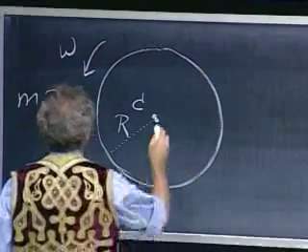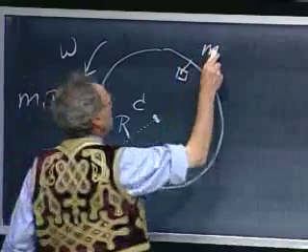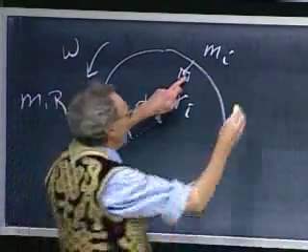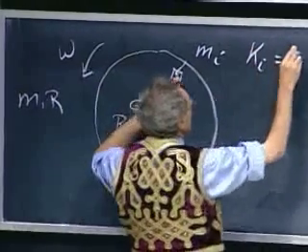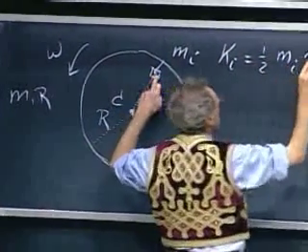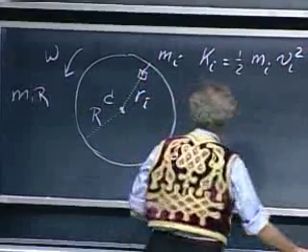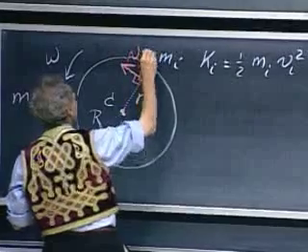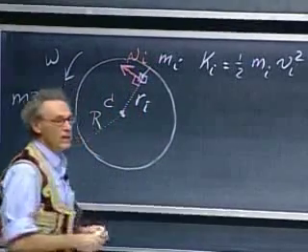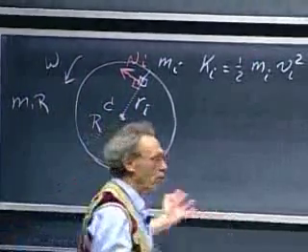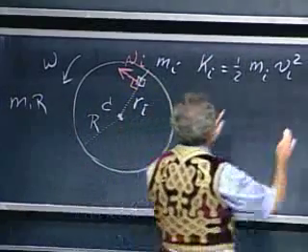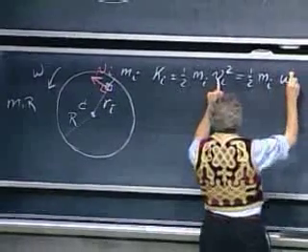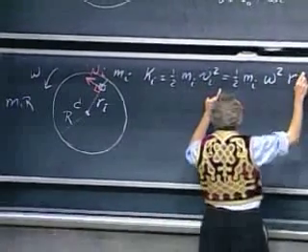I take a little mass element here, m of i, and this radius equals r of i, and the kinetic energy of that element i alone equals 1/2 m of i times v of i squared, and v of i is this velocity, this angle is 90 degrees, this is v of i. Now v equals omega r, that always holds for these rotating objects, and so I prefer to write this as 1/2 m of i omega squared r of i squared.